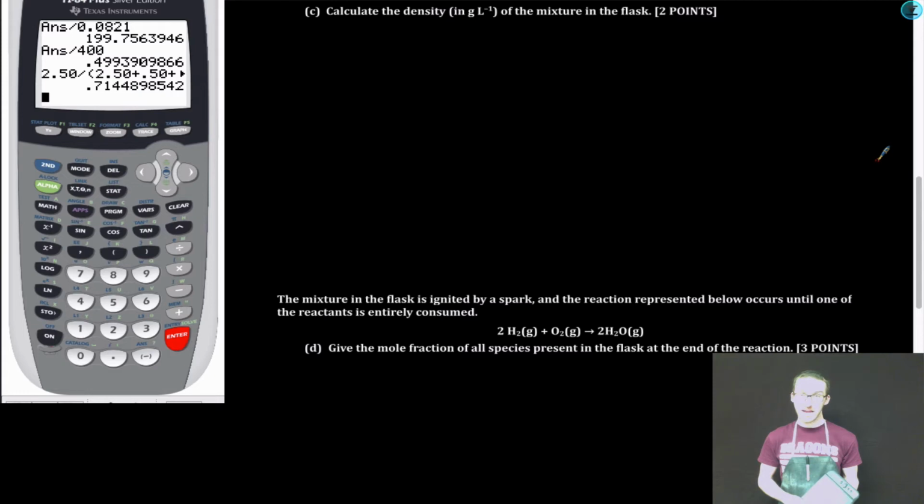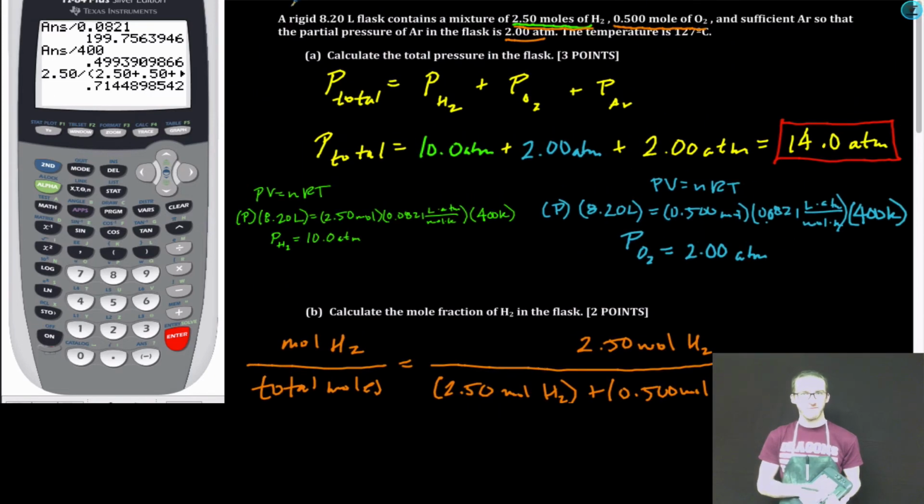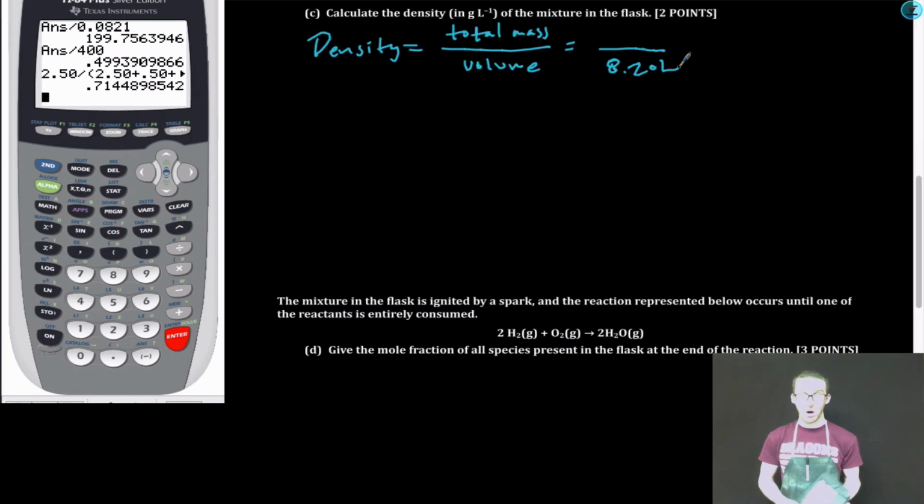Calculate the density in grams per liter of the mixture in the flask. Alright, density is equal to total mass in grams per volume in liters. Now we know, because we studied this problem intensely, that the volume of our gas sample, of our mixture of gases, is 8.20 liters. That's the easy part. But now I need to get the total mass of my gases in that 8.20 liters.